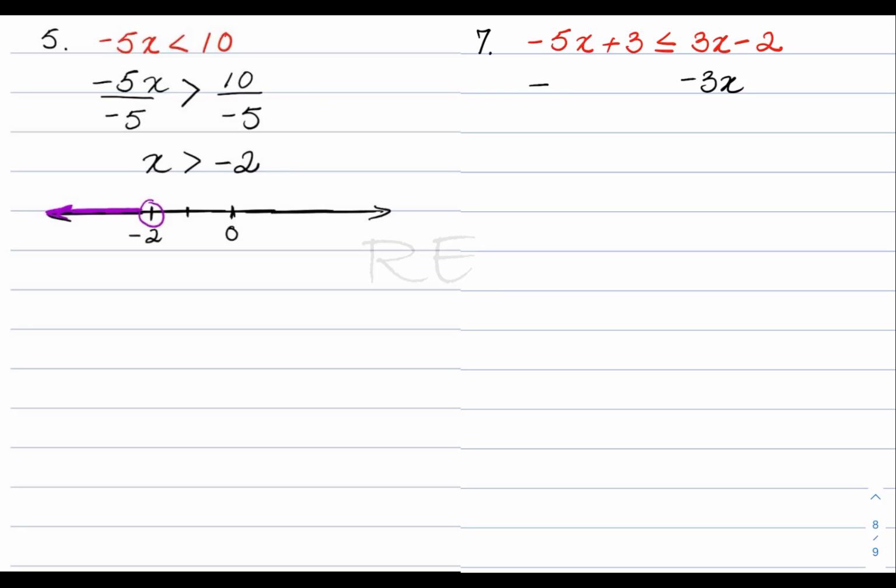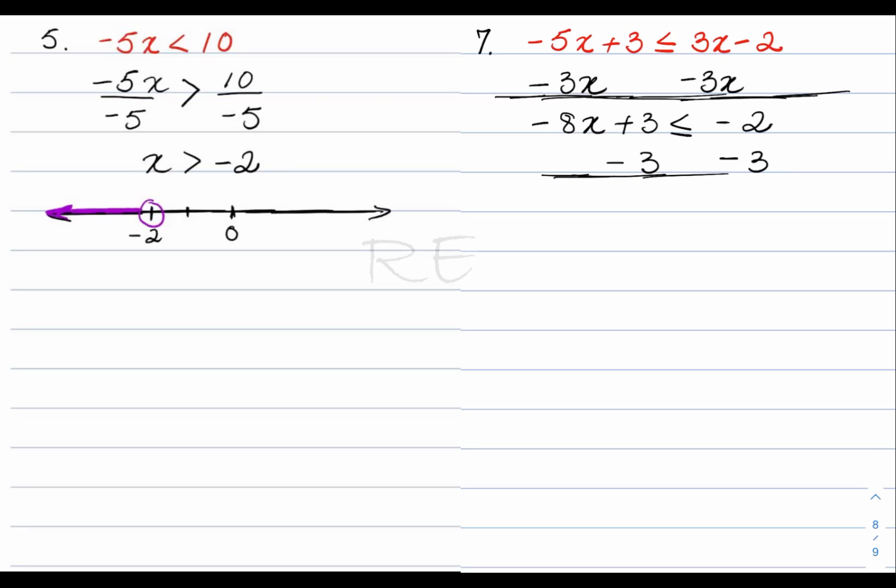Number 7, we're going to subtract 3x from both sides. Negative 5x minus 3x is equal to negative 8x plus 3 is less than or equal to negative 2. Subtract 3 from both sides, and the equation becomes negative 8x less than or equal to negative 5.